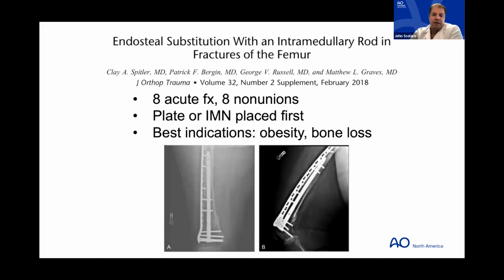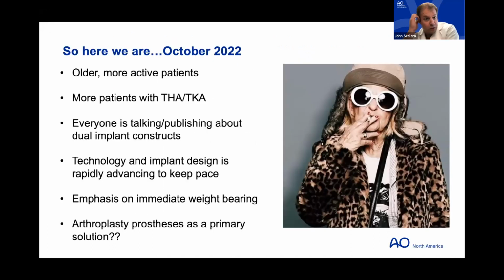The use of intramedullary nails along with plates has really blown up in the last handful of years. And so, an early small series was published in 2018 about this technique in both acute and non-united fractures. So here we are in October 2022, and we have a growing number of older patients, a lot of patients with total knees, total hips, sometimes with both, that we have to think about. And, we have this problematic fracture where non-union rates are still approaching 20% in many series that are put out there. And so everyone's really talking and publishing about it.